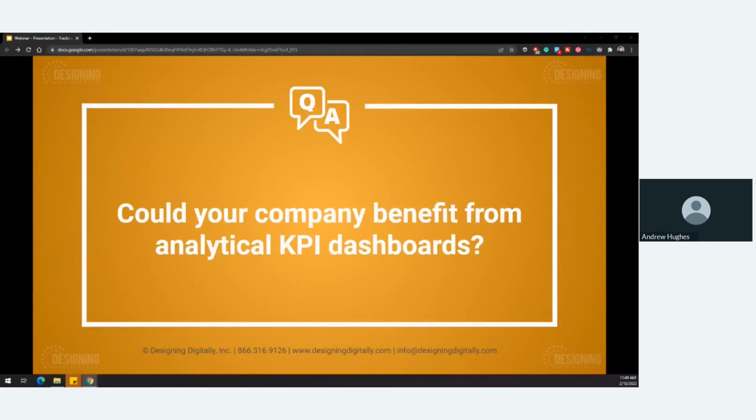So looking at each one of your organizations, one of the things I'm going to do is put out a poll real quick. Based on some of the things I've said and the things that you're up against, could your company benefit from these analytical KPI dashboards today? Just curious what you think. And again, there's no right or wrong answer, and I do not know who has voted what. So just thinking out loud of what may be beneficial or not.